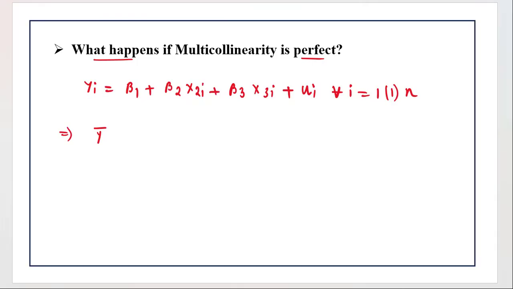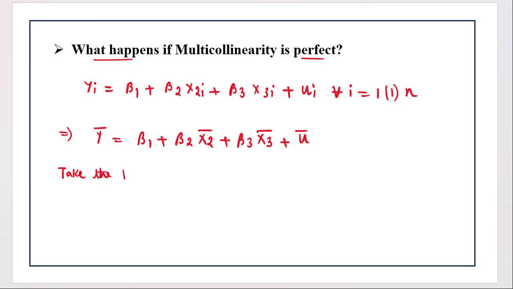If you take the average of this dependent variable, then on this side you will have something like this: Y bar = beta 1 + beta 2 X2 bar + beta 3 X3 bar + u bar. This is what you will get. This is from the first normal equation of the multiple linear regression model that I will be doing in the very next video, right? So this is what you will get if you take the average from the first normal equation. Now, what we will do, we will take the deviation form.